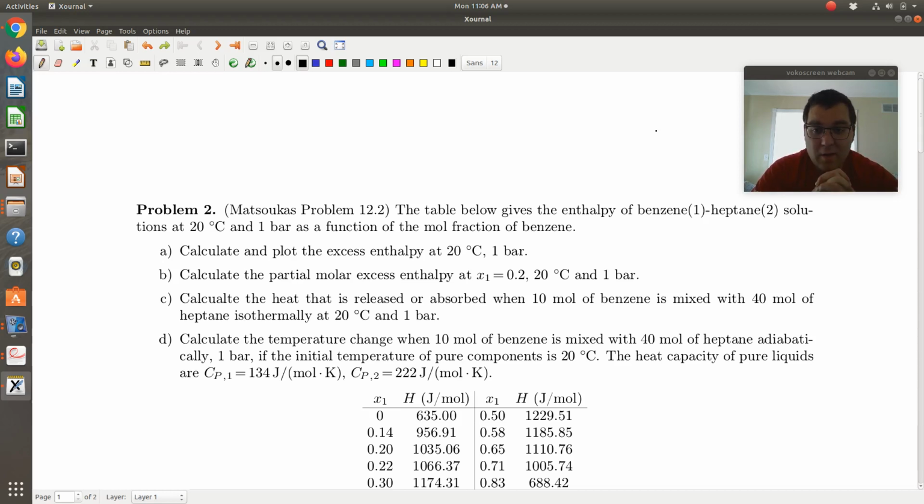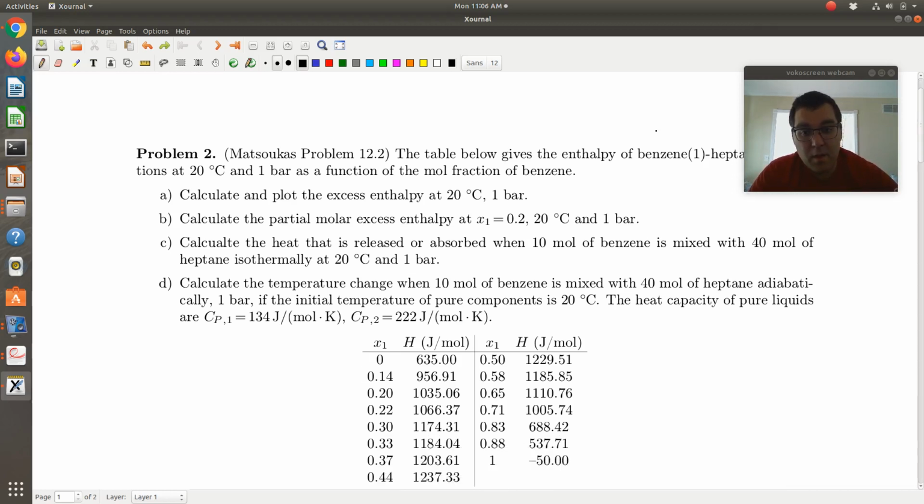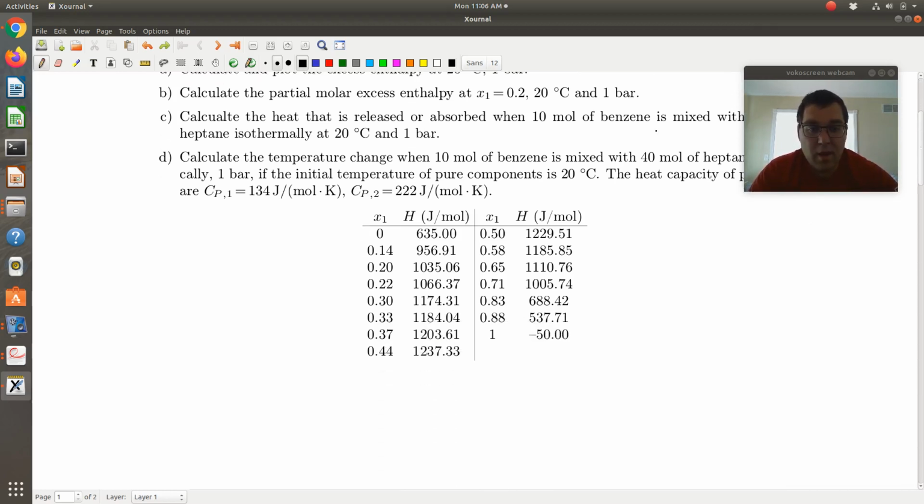In A, we're asked to calculate and plot the excess enthalpy at 20 degrees C and 1 bar, so at the same temperature and pressure. And then in B, we're asked to calculate the partial molar excess enthalpy at the same temperature and pressure, and we're given a specific composition. So let's look at parts A and B first, and then we'll move on to C and D.